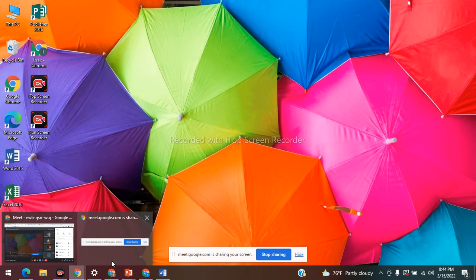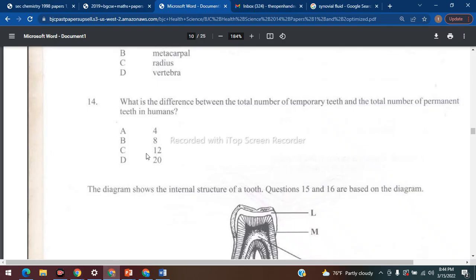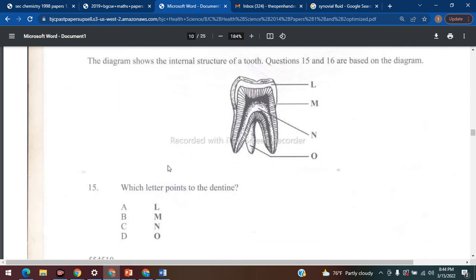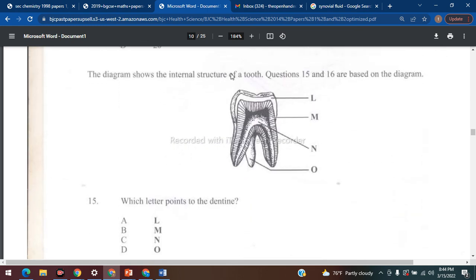So the correct answer here is definitely C, 12. The diagram shows the internal structure of a tooth. Questions 15 and 16 are based on this diagram. Which letter points to the dentine? M. Yes, M. So the dentine is this one. You can always see through.